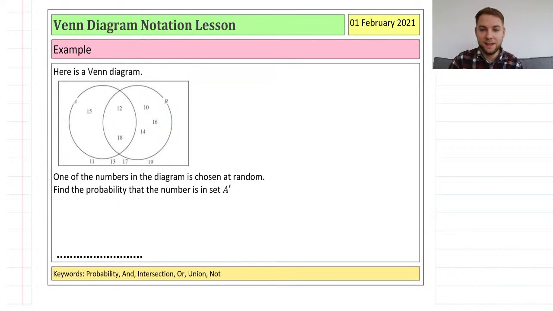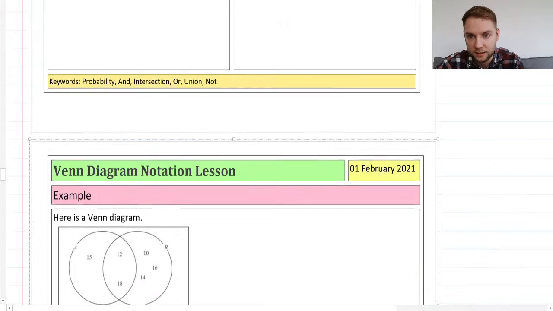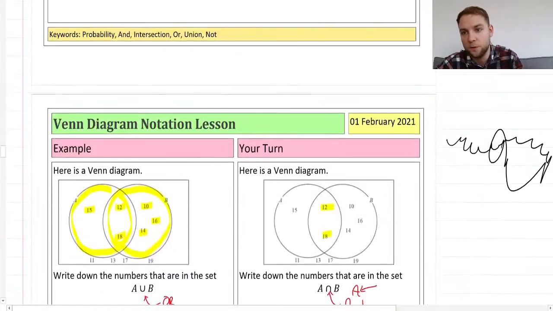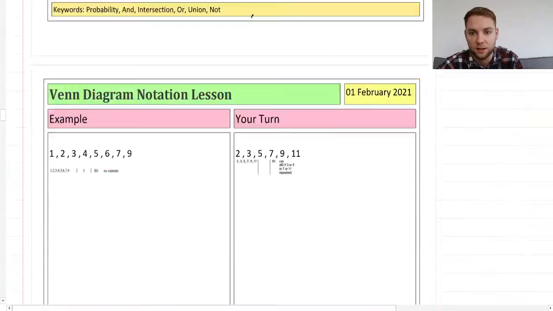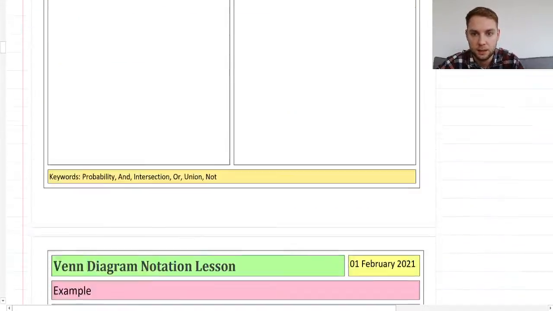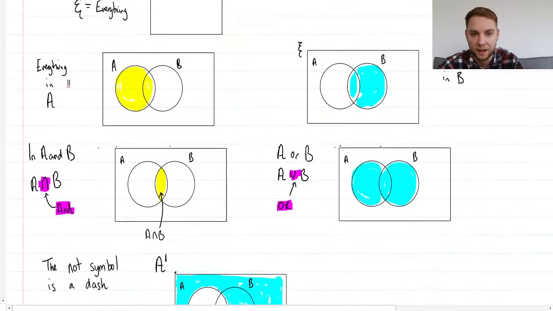So this is the second lesson for Venn diagram notation. Okay, so we've already talked about all of the different notations for Venn diagrams, which are up here. Let's go back and have a little recap of these.